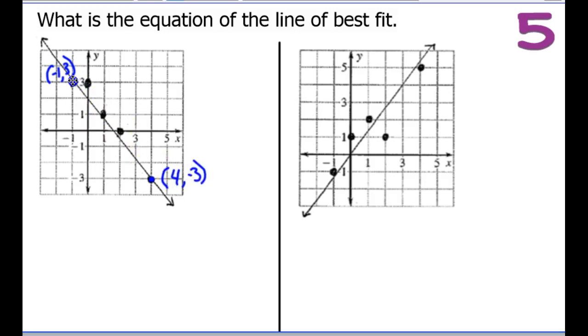So once we find our two good points, we need to find our slope. What we're going to do is count down, because we're going downhill. We're going to count our rise over our run to give us our m. Our rise is -1, 2, 3, 4, 5, 6. And our run is 1, 2, 3, 4, 5. So we know our slope is -6 over 5.